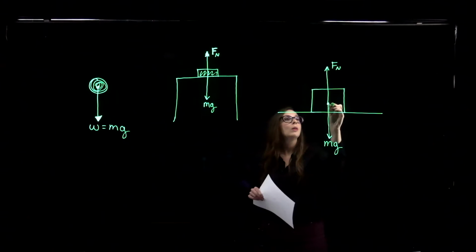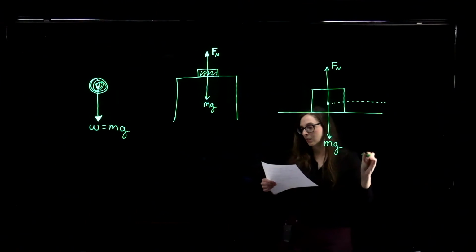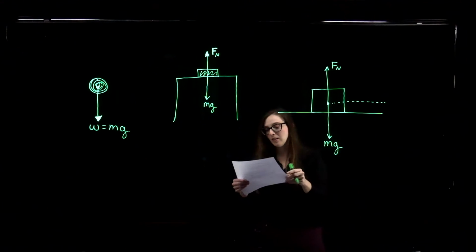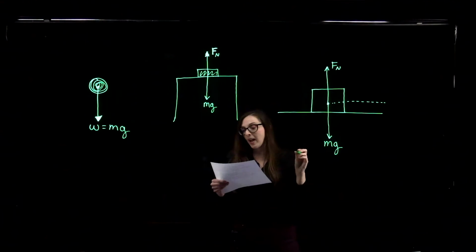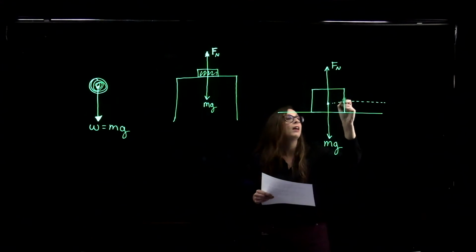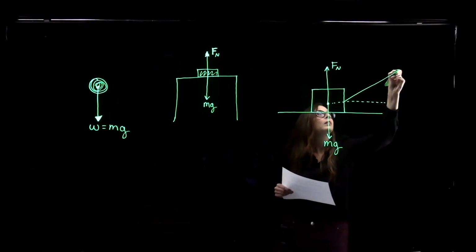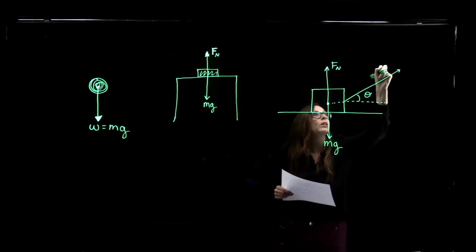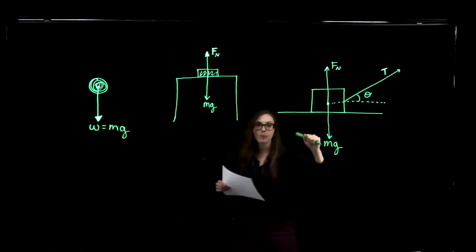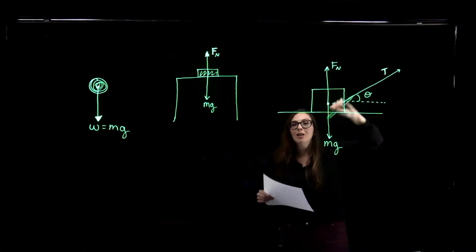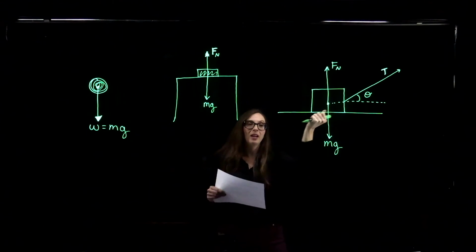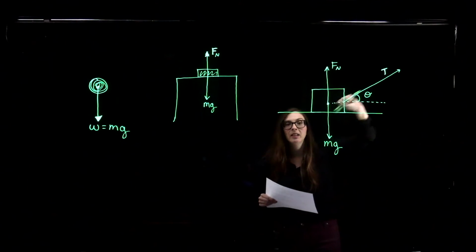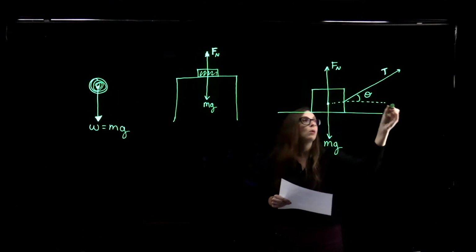And then we're pulling this box. Maybe there's a string attached to the box here. We're pulling that box by a rope attached at an angle theta above the horizontal. So here's my angle theta, and I'm going to call this force the tension force. Anytime you're tugging on something with a string, there's some tension in the string pulling it up this way. So here's our tension force acting at some angle above the horizontal.